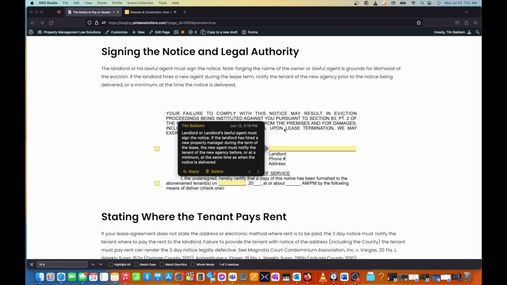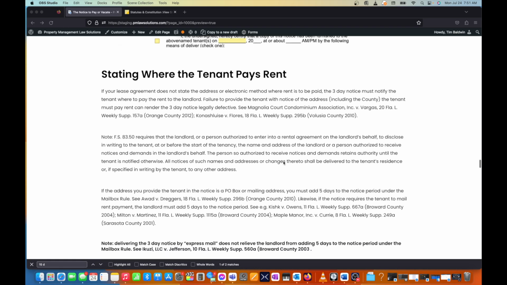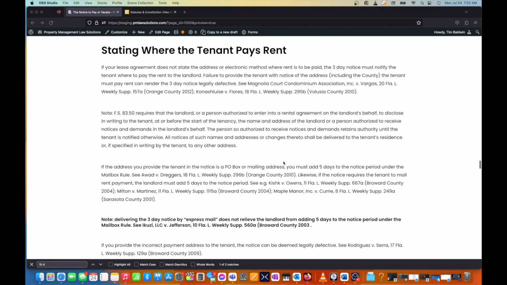And then within the notice, we have to sign the landlord signature line towards the bottom. We would actually have our specific information, our name at the landlord line, the phone number, and the address. Again, reiterating, stating where the tenant pays rent. If for whatever reason we needed to demand that the tenant pay us at our office rather than the online payment feature, we would have to state that specifically in the notice.